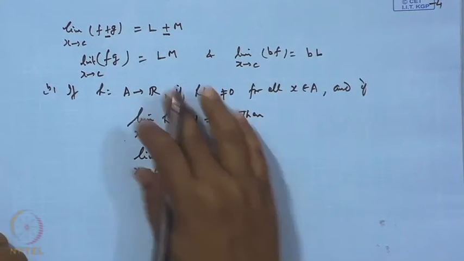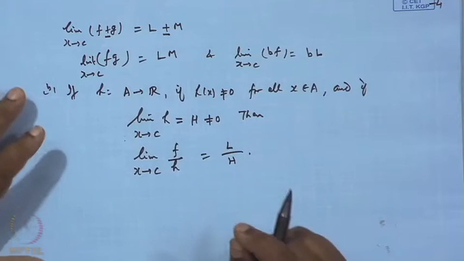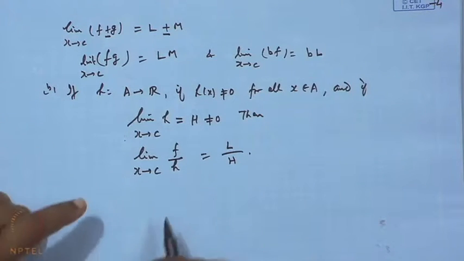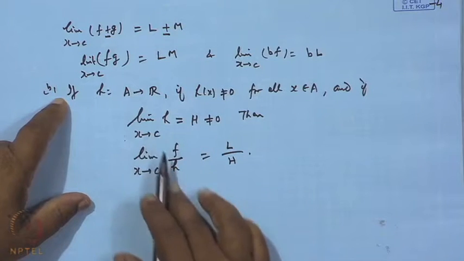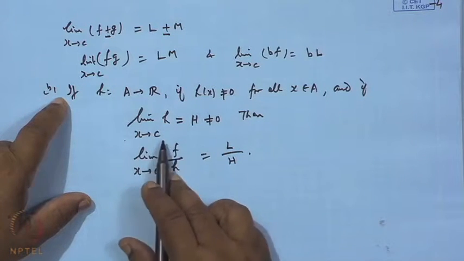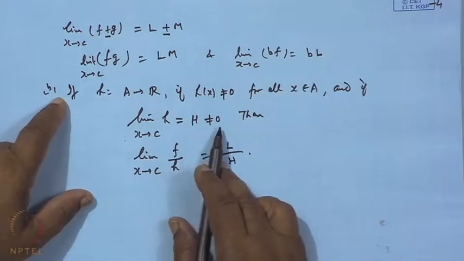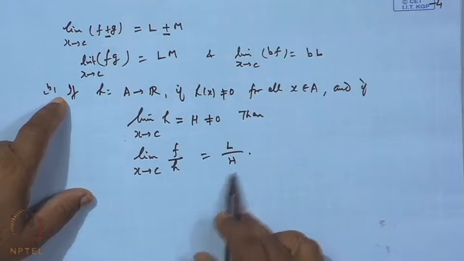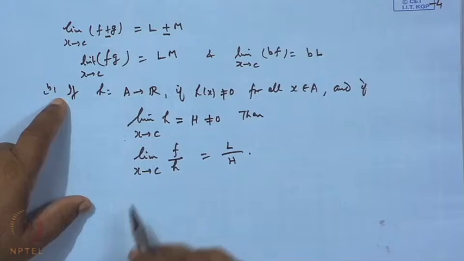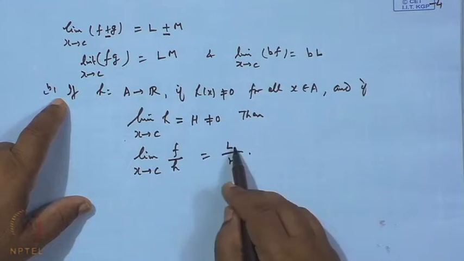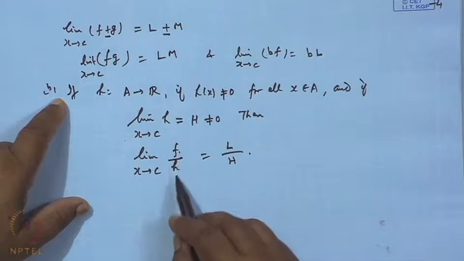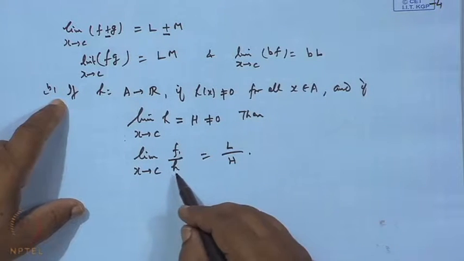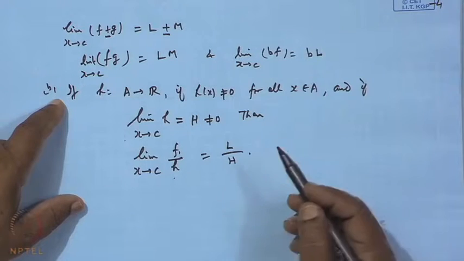Now, here we will make one remark. The remark is that in the last part, we have put a restriction that the limit of h(x) as x tends to c should be different from 0, because if it is 0, then this limit is not defined. Even if f also tends to 0 and h tends to 0, we cannot define the limit of f over h, because that comes out to be an indeterminate case.